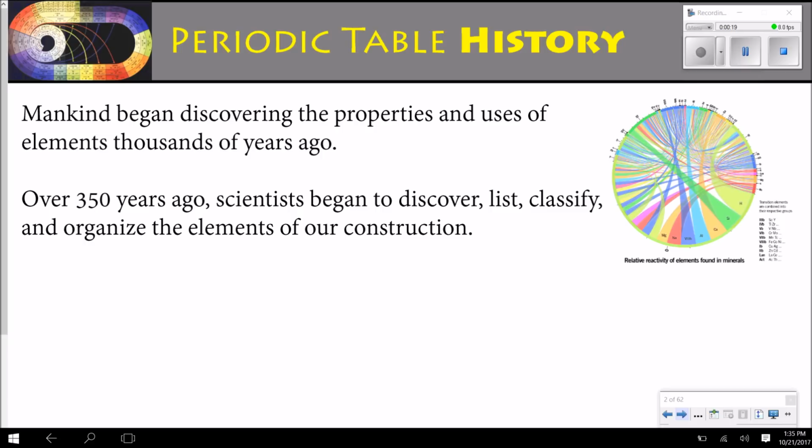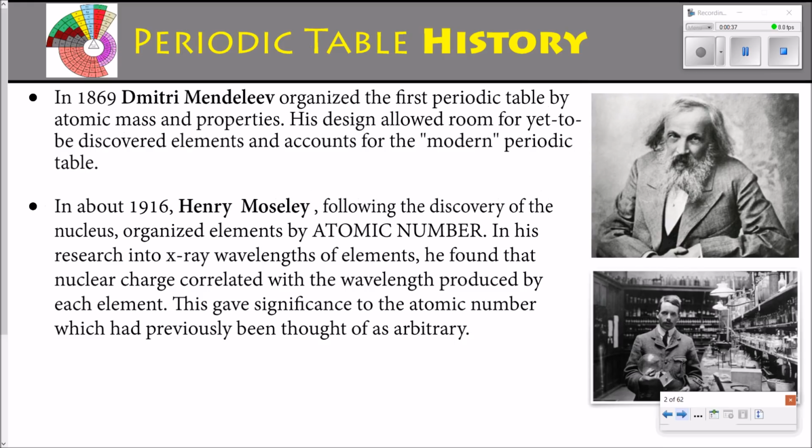Mankind's been discovering the properties and uses of elements for thousands of years. And over about 350 years ago, various scientists began to discover, list, and classify these elements in order to better understand their relationships with each other and better understand how they can be used and reacted. For our intents and purposes, we're going to talk mainly about two scientists, and they are Dmitri Mendeleev and Henry Moseley.